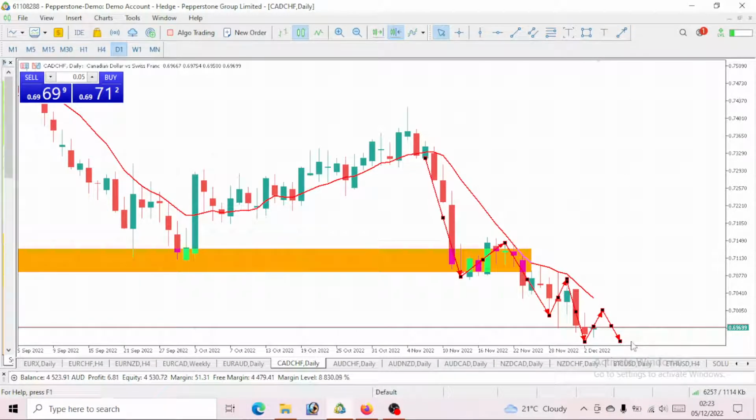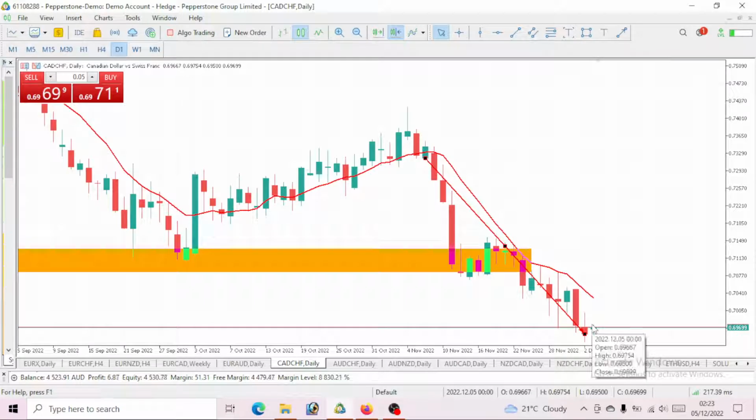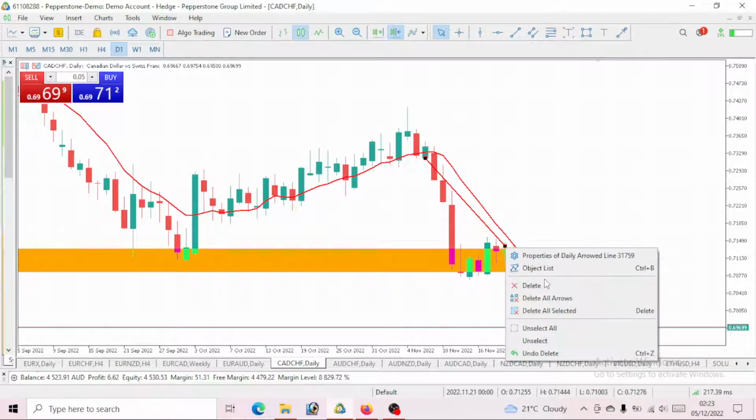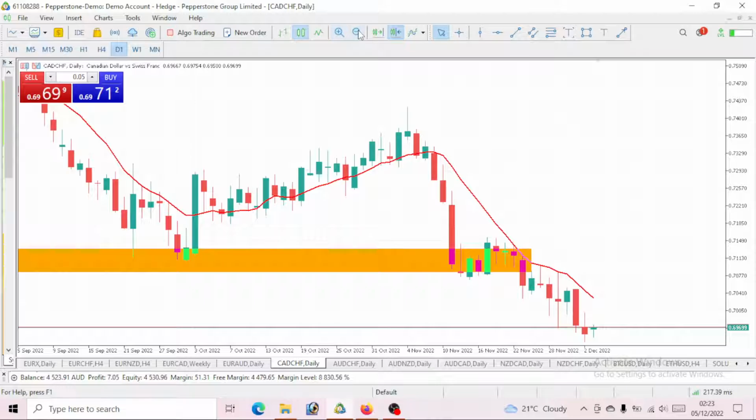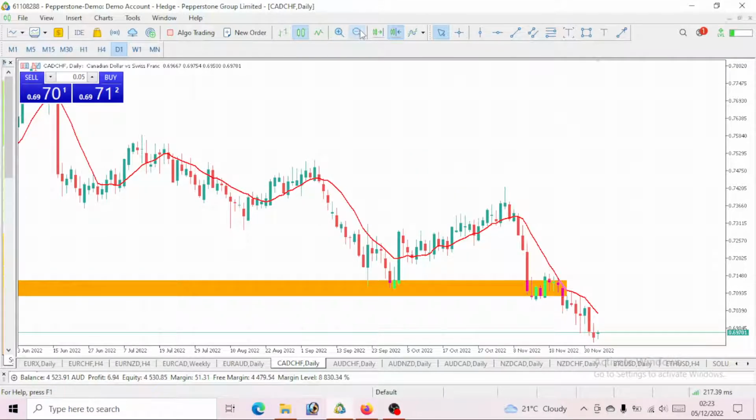So on CAD Swiss franc, once the pullback is over, and you are satisfied, then you can go ahead to sell. And also notice that this movement is still below this 10 period moving average. So CAD Swiss franc is still below our 10 period moving average. That is confirmation that we are to go ahead and sell this for the week.